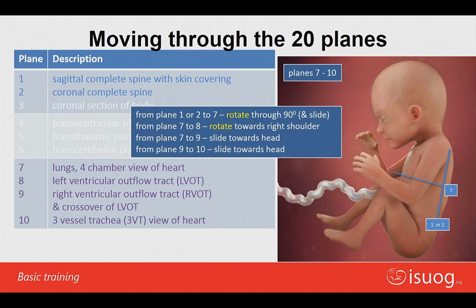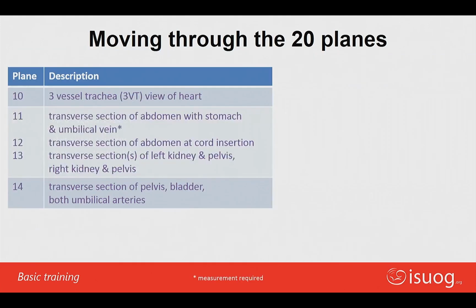We're then going to go from the four-chamber view of the heart up to the left ventricular section, which requires a slight rotation towards the right shoulder. Then to get to plane 9, the easiest way is to go back to the four-chamber view, and slide up rather than rotate. Just slide up to the RVOT, and then again slide up to the three-vessel trachea view.